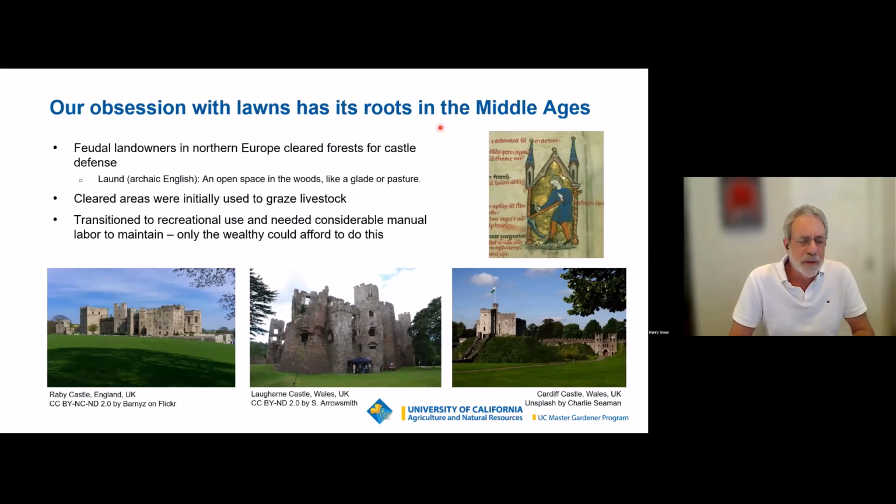The word lawn actually comes from an archaic English word, laund, which is an open space in the woods, like a glade or a pasture. So these cleared spaces around the castles were initially used to graze livestock. They kept the grasses and the other herbaceous plants that grew there mowed down. But these spaces transitioned to recreational use, things like quoits and horseshoes and lawn billiards, which evolved into croquet, lawn bowling, and picnicking. And it wasn't very pleasant to do that if there was a lot of animal poop in the lawns. So maintaining these areas switched over to using human labor, men with scythes, which took a huge workforce. Because of that, it became a sign of the wealth and power of the landowner.